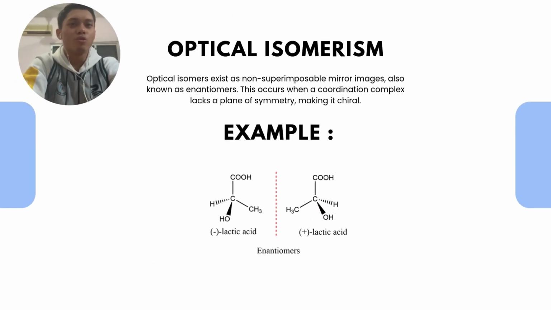In addition to geometrical isomerism, another important type of stereoisomerism is optical isomerism. Optical isomers exist as non-superimposable mirror images, also known as enantiomers. This occurs when a coordination complex lacks a plane of symmetry, making it chiral. Optical isomerism is particularly important in biological and pharmaceutical applications, as different enantiomers of the same compound can interact very differently with biological systems, sometimes resulting in beneficial effects or harmful side effects.